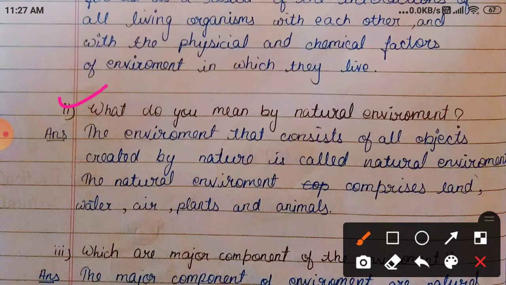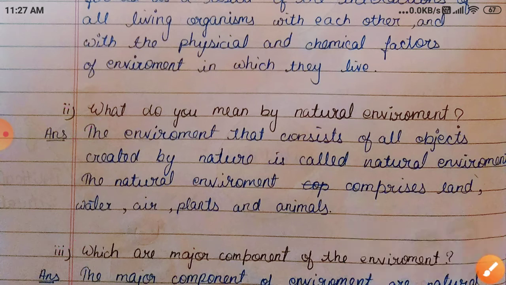2. What do you mean by natural environment? The environment that consists of all objects created by nature is called natural environment. The natural environment comprises land, water, air, plants, and animals.